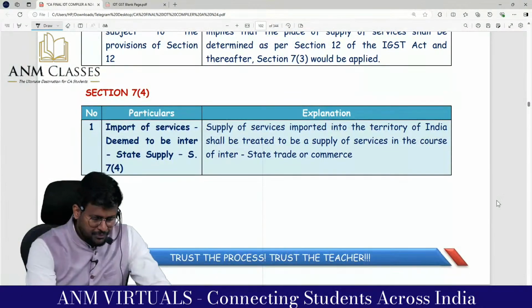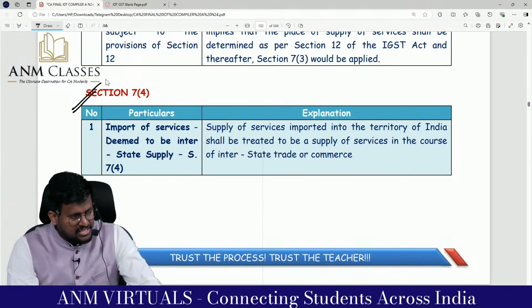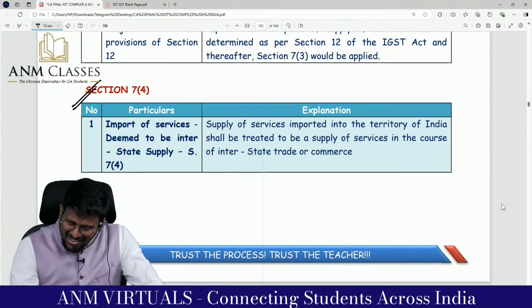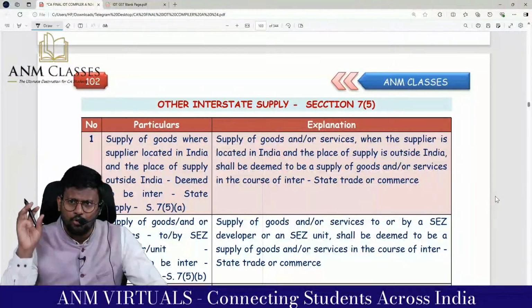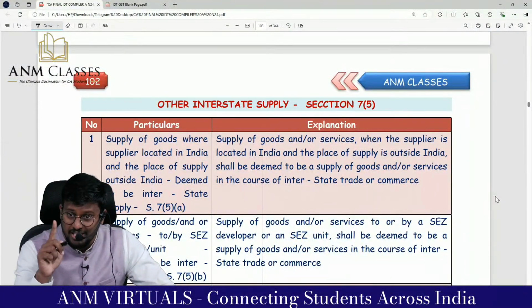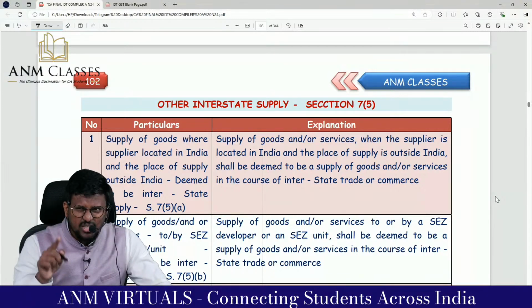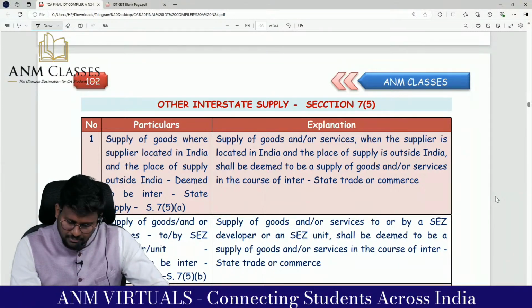Are you all really with me? Sir, they are clarifying that 7 subsection 4, import of services, is a dash state supply. So if you are importing services, it's an interstate supply. Import of goods is also an interstate supply as per 7(2). Are you all really with me? Import of service is also an interstate supply as per section 7(4).